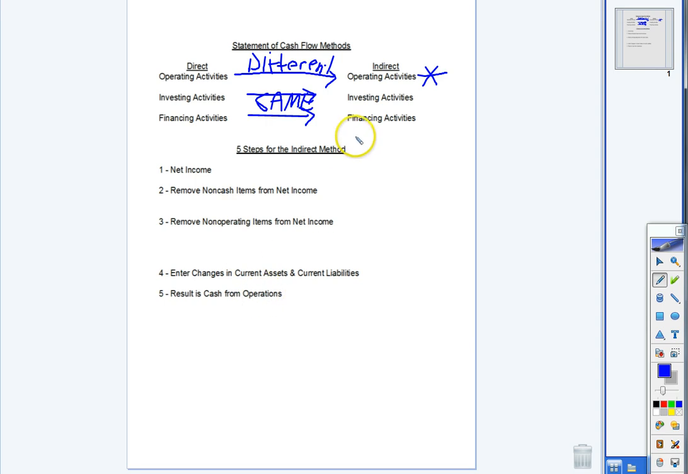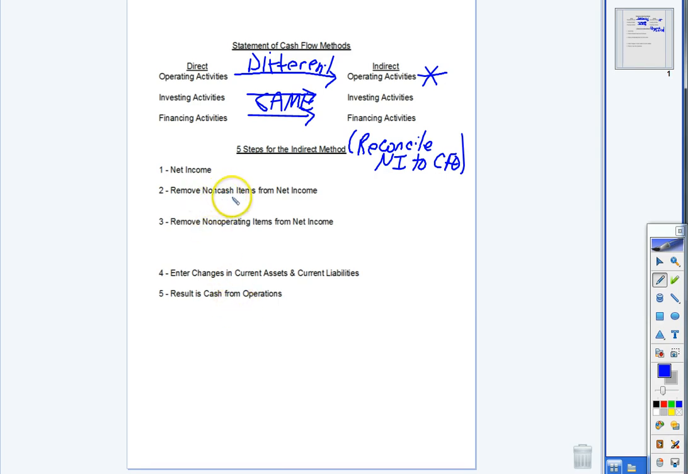It's really a reconciliation. It's really reconciling net income to cash from operations. So, this part of the operating activities, we're really just taking the income and reconciling it to cash from operating activities. So step number 1 is to start with net income.